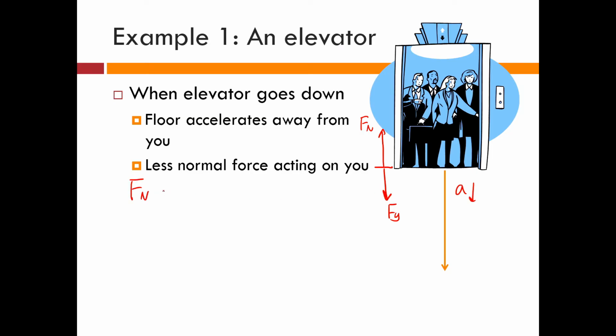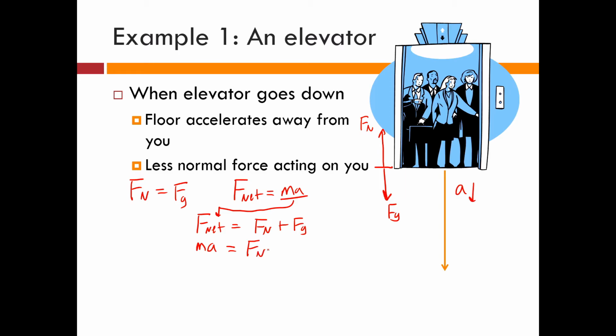Normally, if the elevator is not moving or has zero acceleration, your normal force is equivalent to the force of gravity. Now, as soon as you start accelerating, you now have a net force, which will be given by Newton's second law, mass times acceleration. Looking at the two forces here, your net force is just going to be a sum of the normal force and the force of gravity. Now, we'll substitute the mass times acceleration into here. So net force is mass times acceleration, which is equivalent to normal force plus mass times g.